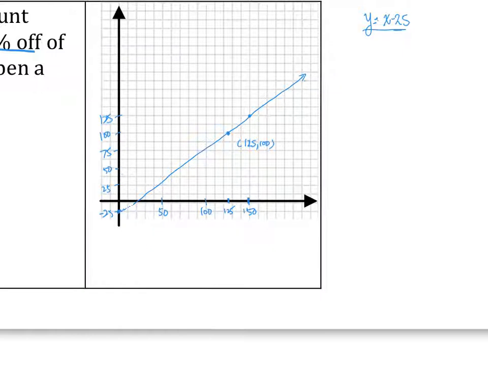Okay. Now I need to graph the other one. Y equal 0.80x. Okay, so this must go through the origin as well as the intersecting point that I calculated earlier. So I must draw a line through these 2 points.